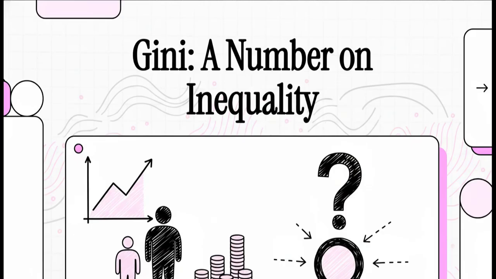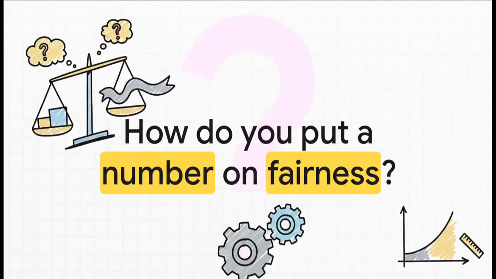How do you take something as massive and complicated as the gap between the rich and the poor and boil it all down to just one single number? Well, that's exactly the challenge we're tackling today with a powerful little tool called the Gini Coefficient. I mean, really think about it for a second. How do you put a number on fairness? It sounds kind of impossible, right? But that is precisely the problem the Gini coefficient was created to solve.